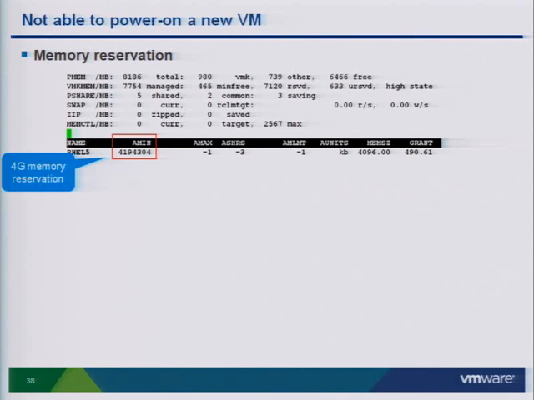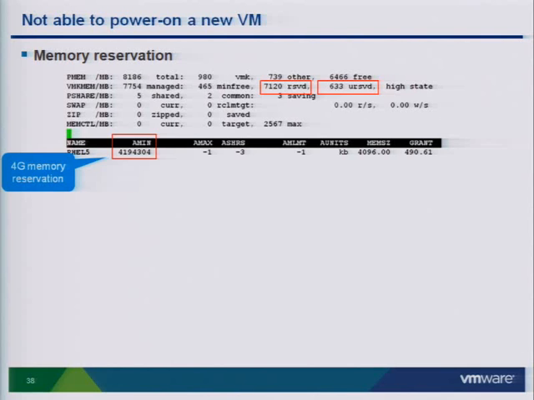So this is about memory reservation. This VM has 4 gigs of memory reservation, as shown by AMIN. AMIN stands for assigned minimum memory for this VM. So it has 4 gig memory reservation. The total memory reservation on the host is 7 gigs. The free memory reservation is 630 megs. Okay? Everything looks cool, right?